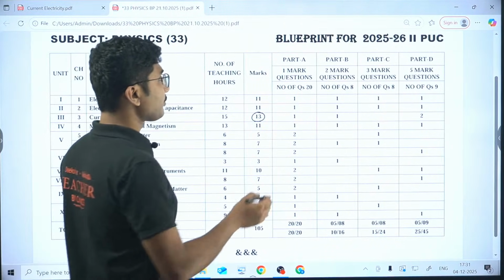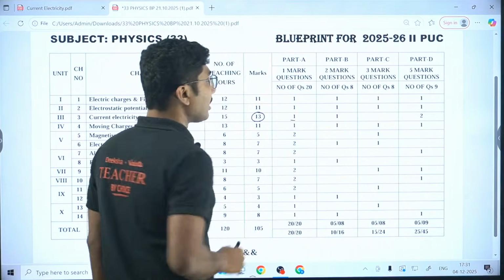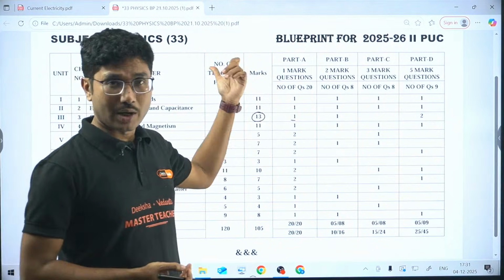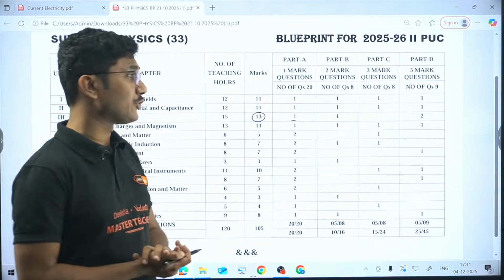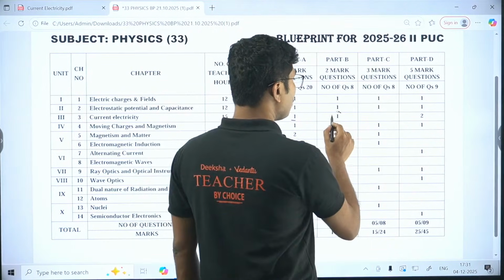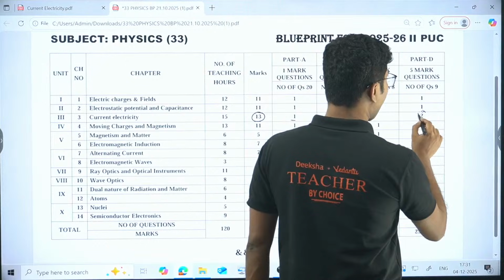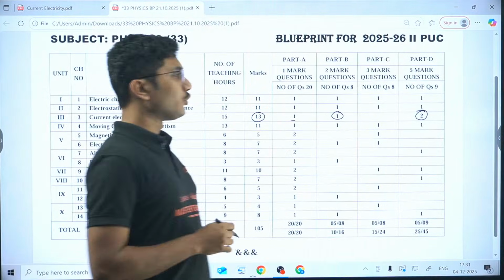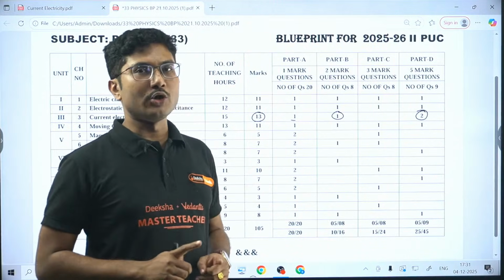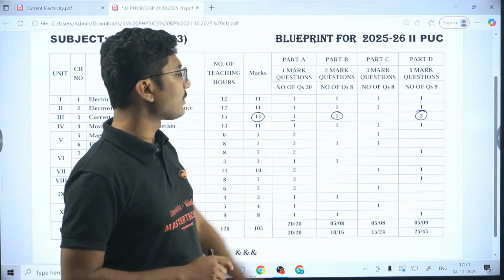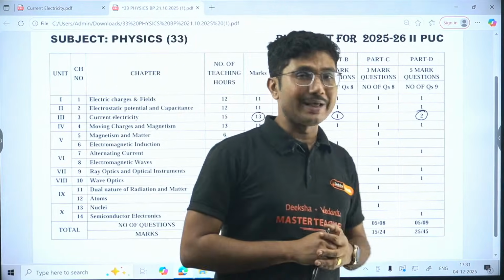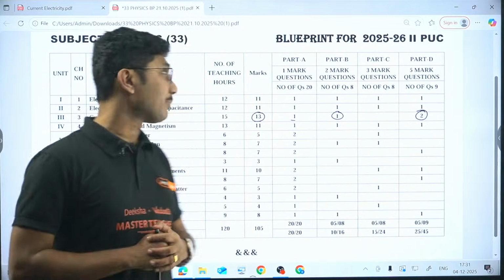One question will come as a 1 marker MCQ. That means that definitely will be an MCQ. Fill in the blanks will not come from this chapter. There will be a 2 marker question and 2 5 marker questions. So 2 5 marker questions means 1 5 marker theory question and 1 numerical, both will come from this chapter. This is one of the most important chapters. Even the MCQs are not going to be easy for this chapter, right?